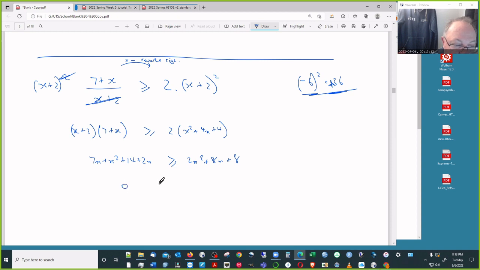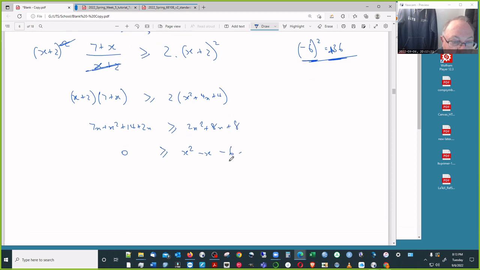So we'll put a 0 here, we'll just wing it. 2x squared minus x squared is x squared. 8x minus 7x is x, but minus 2x is minus x. And 8 minus 14 is negative 6. Okay, so that's the first problem.